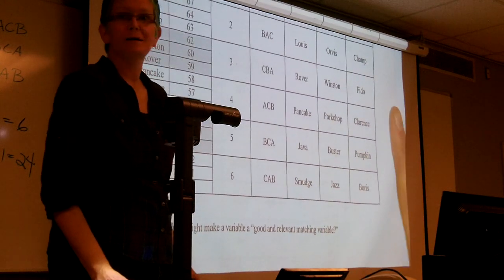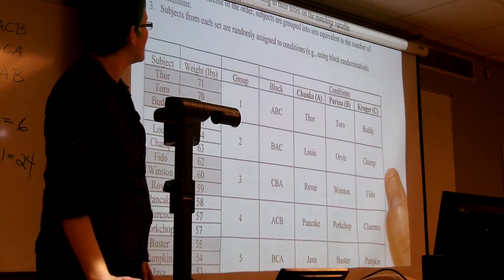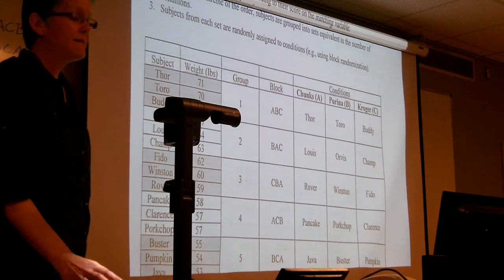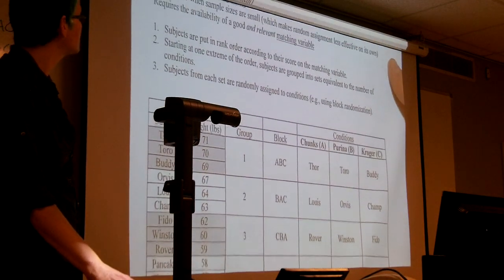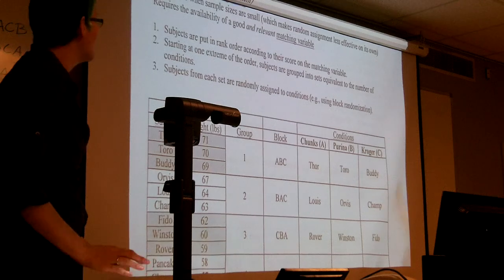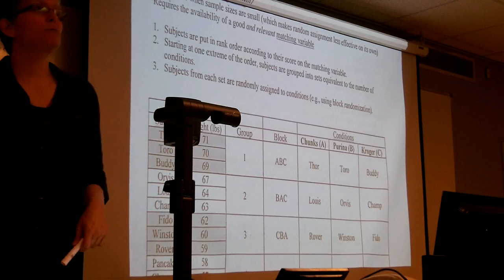We got 3 minutes, so it better be fast. All right, so remember matching involves picking some variable and then putting the animals in a rank order, and then using random assignment. Okay? And in this case, our matching variable is going to be weight, because we're concerned that heavier dogs are going to eat more food.